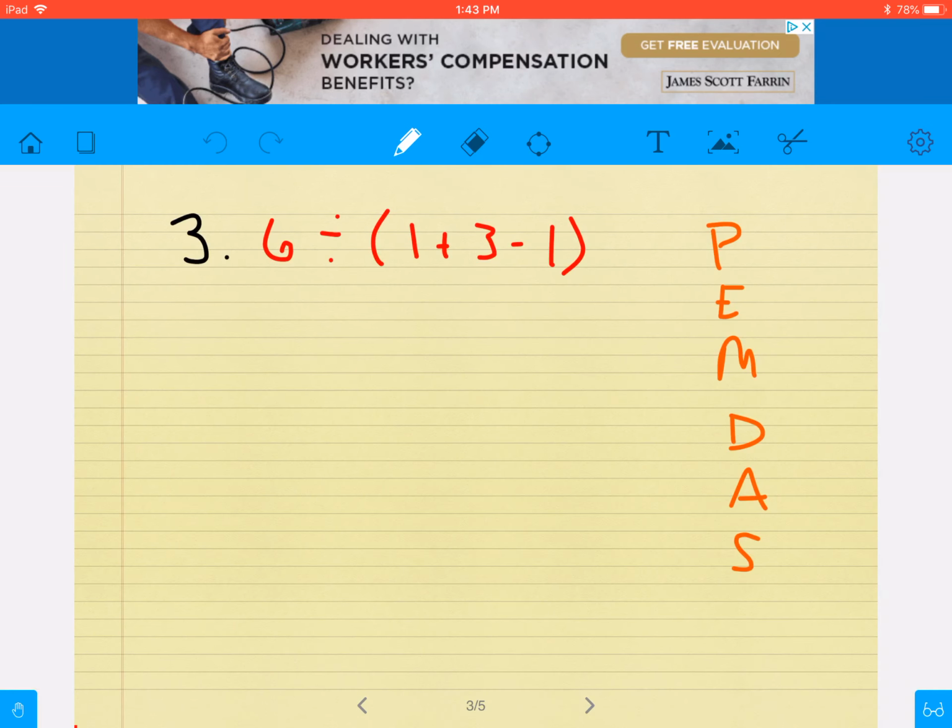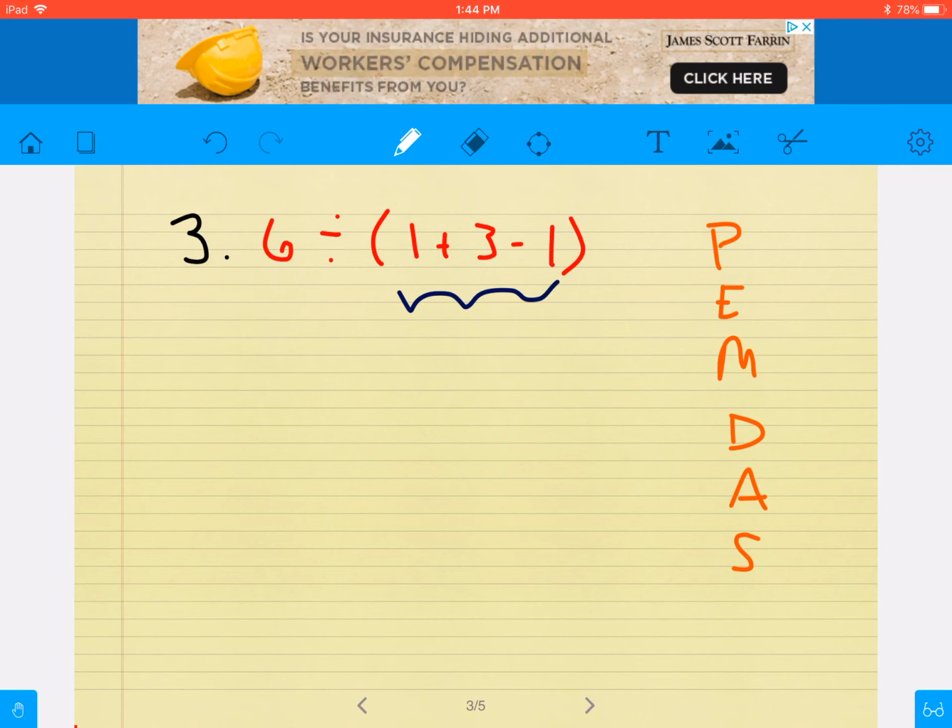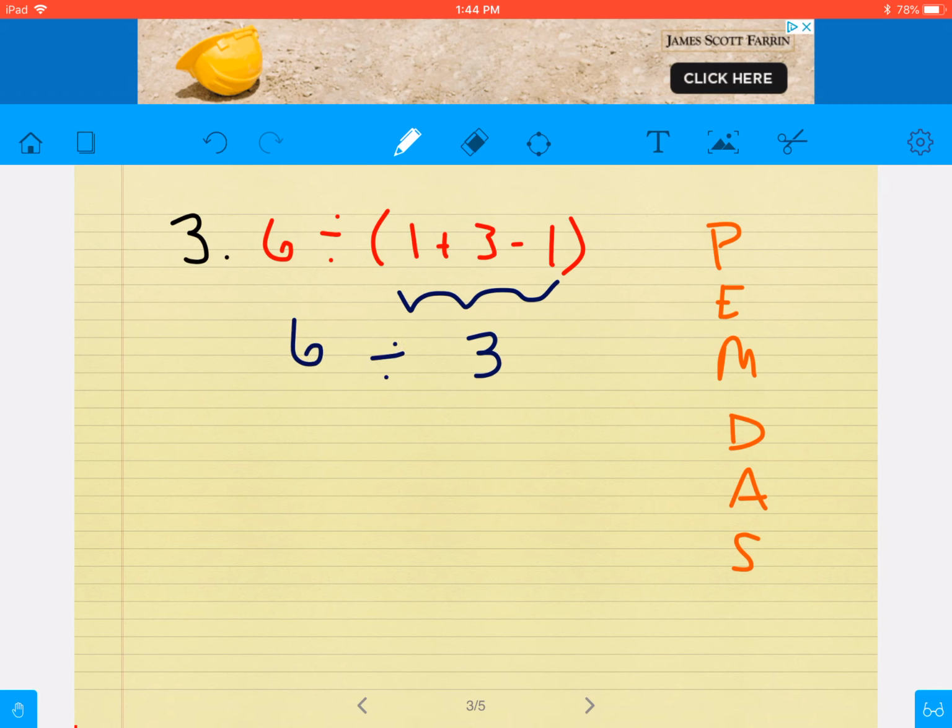All right, moving on to number 3, we've got 6 divided by parentheses 1 plus 3 minus 1 in your parentheses. Again, we're using the order of operations, so let's check for parentheses first, which we have some. We've got 1 plus 3 minus 1. Inside our parentheses, we also want to follow the order of operations. So 1 plus 3 is 4, minus 1 gives us 3. And then bring down that 6 divided.